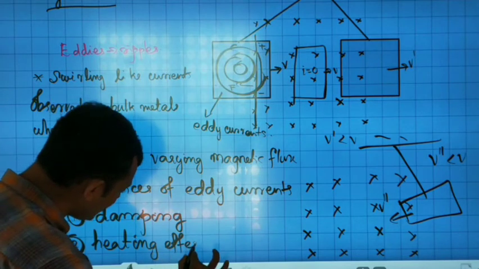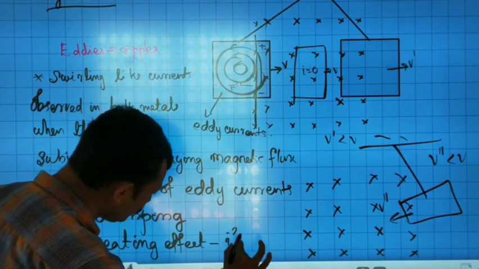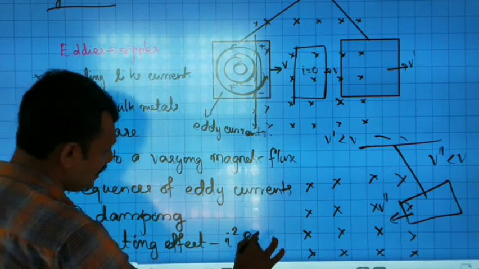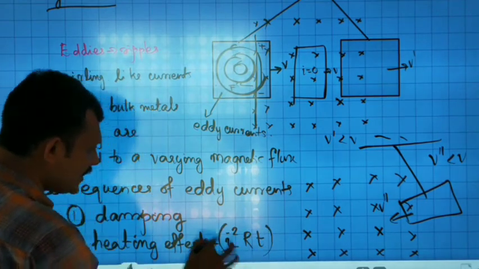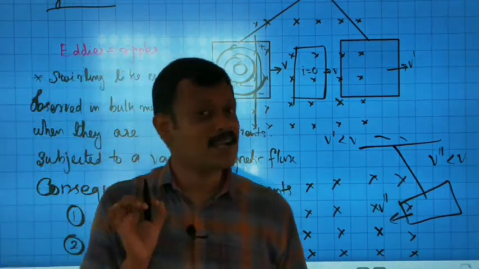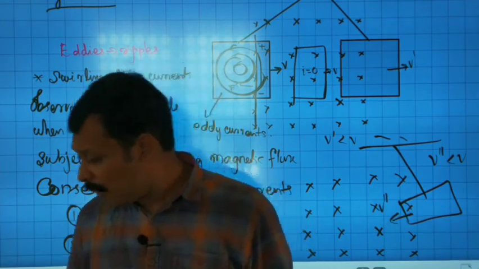So what causes the heating effect? The heating effect is constituted as I square RT. This current I is the eddy current. So what are eddy currents?